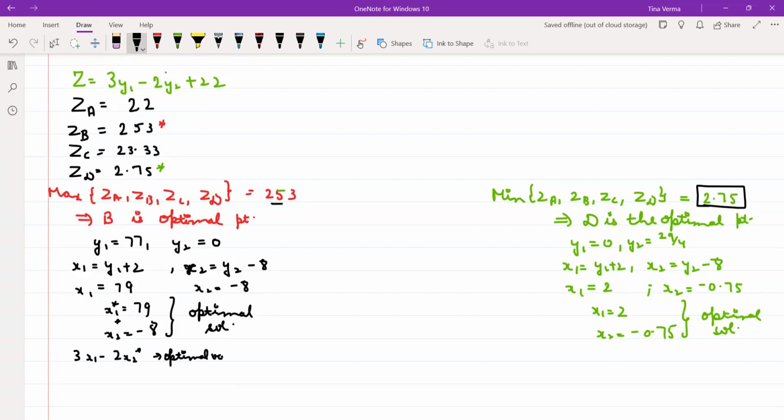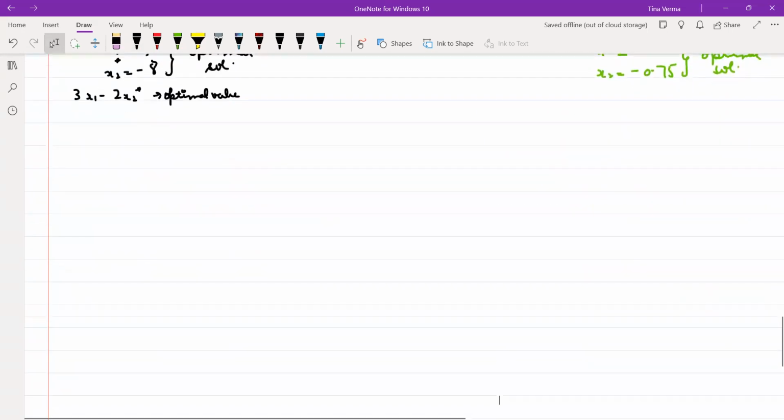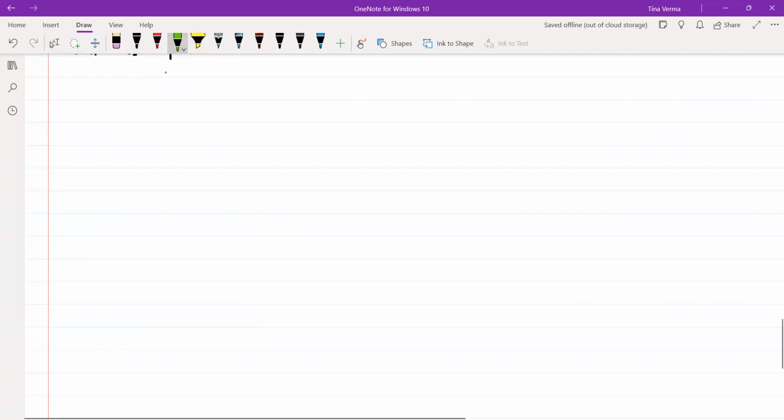So just if you change the inequality, you can see your region can change, the solution can change. Even if you change the objective function, maximization, minimization, then also your optimal solution gets changed. So the same example we will consider, right?